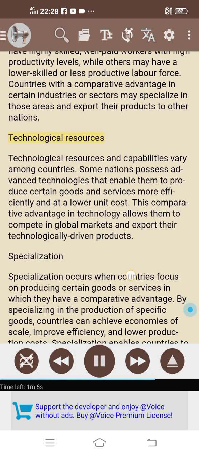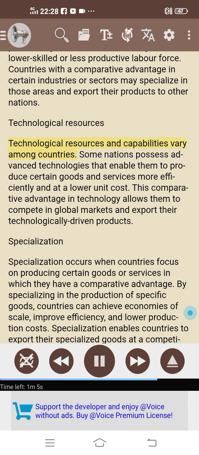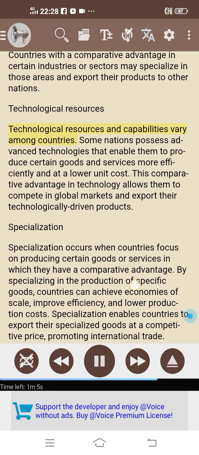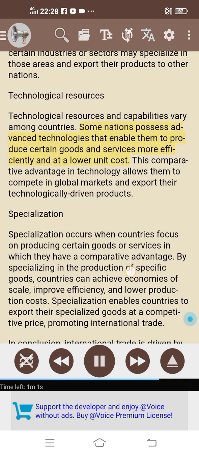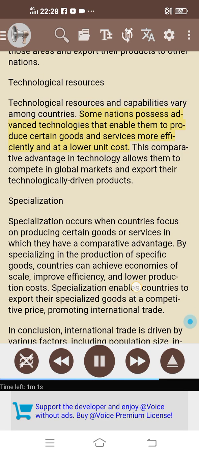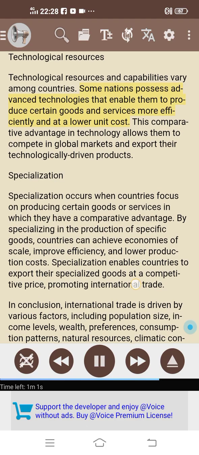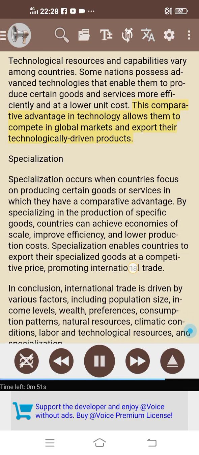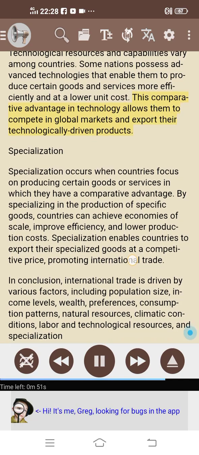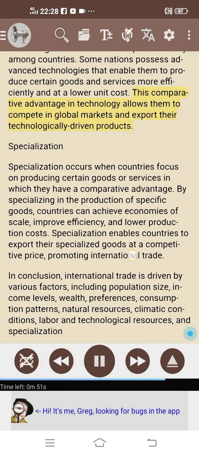Technological resources. Technological resources and capabilities vary among countries. Some nations possess advanced technologies that enable them to produce certain goods and services more efficiently and at a lower unit cost. This comparative advantage in technology allows them to compete in global markets and export their technologically driven products.